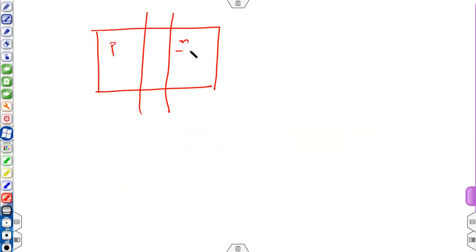PN with some holes and some electrons. So I have defined that they were 100.